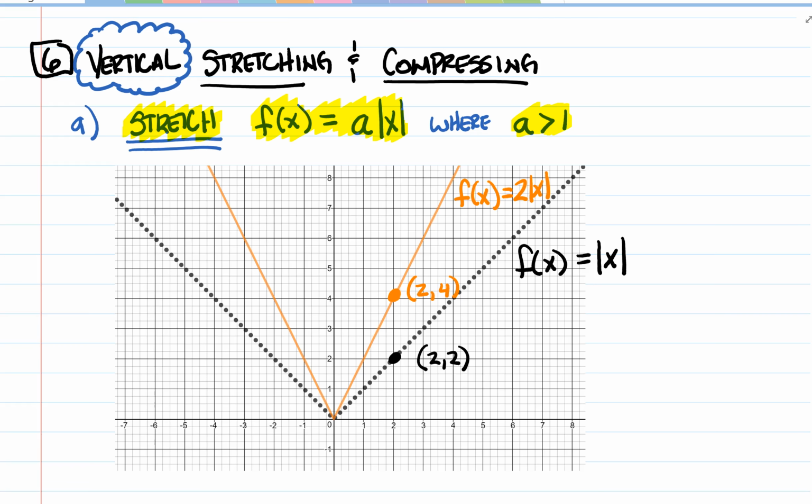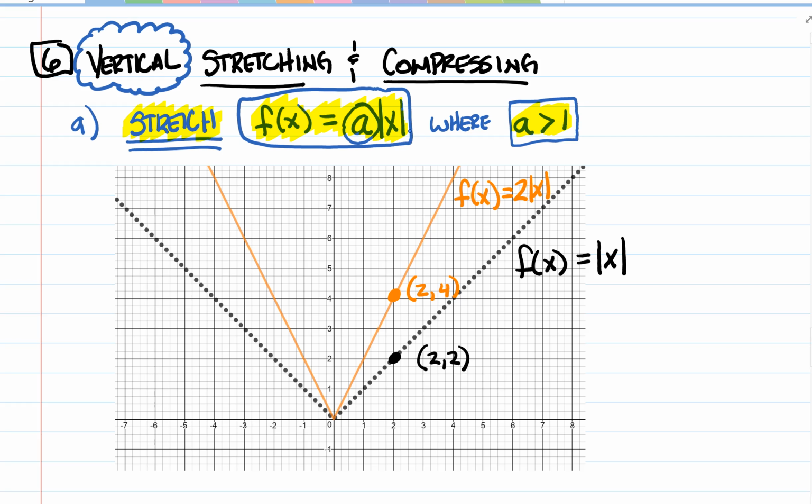Okay, in box number 6, I want to talk to you about vertical stretching and compressing of absolute value functions. So let's talk about stretching first, okay? Whenever you have an absolute value function, the absolute value of x, and I multiply it by a value of a on the outside, where the a is bigger than 1, so a could be like 2, 3, 5, 10, 15, 1.8, anything like that. If your a value is bigger than 1 and you multiply it by your absolute value function, that is going to result in what's known as a vertical stretch.